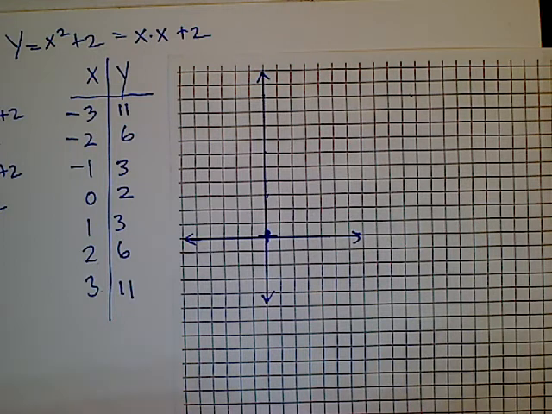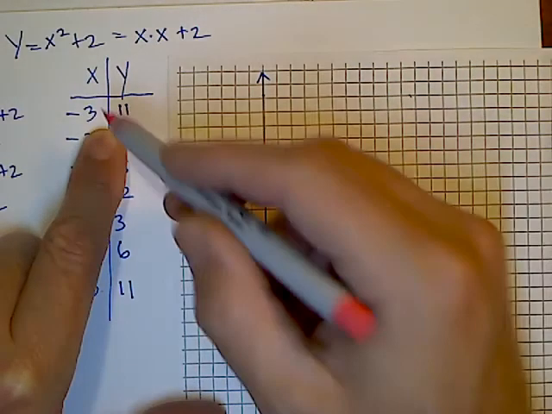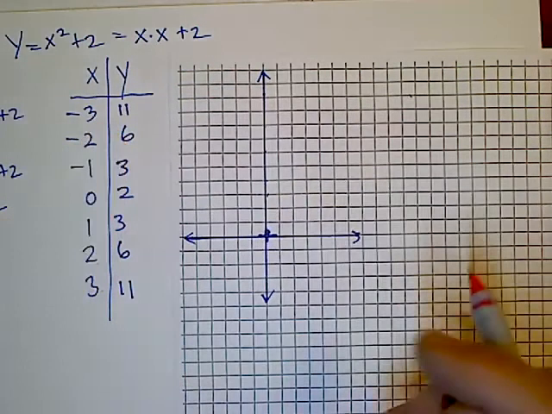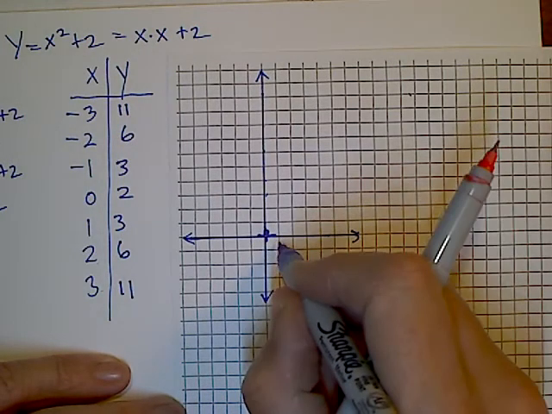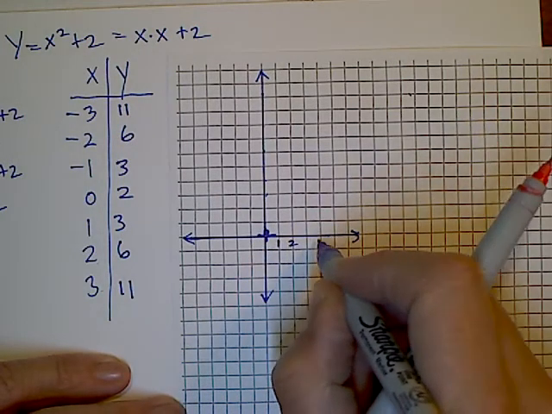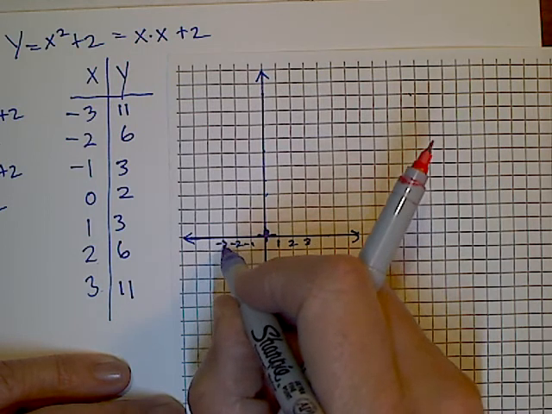So let's plot our points. So negative 3, 11. Oh, I need to label my scale. Sorry, we've got to label the scale of the axes. So that's going to be a 1, 2, and that's a 3. And I'm going to go this direction, negative 1, negative 2, negative 3.